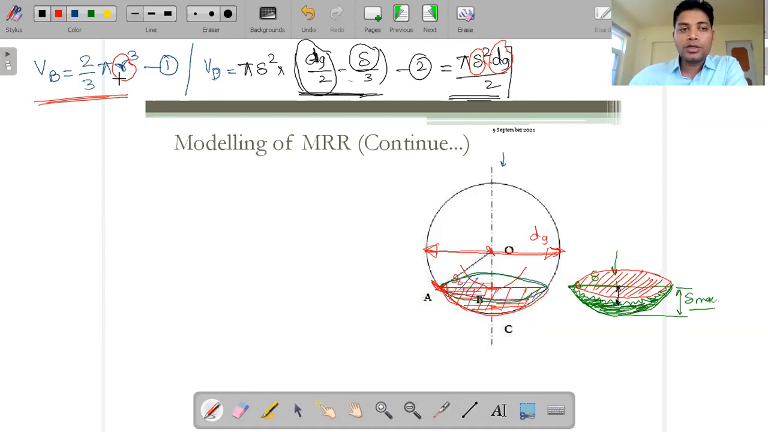Now what we are going to do is keep both equations in the same terms, which means we have to write both volumes either in delta or in r.